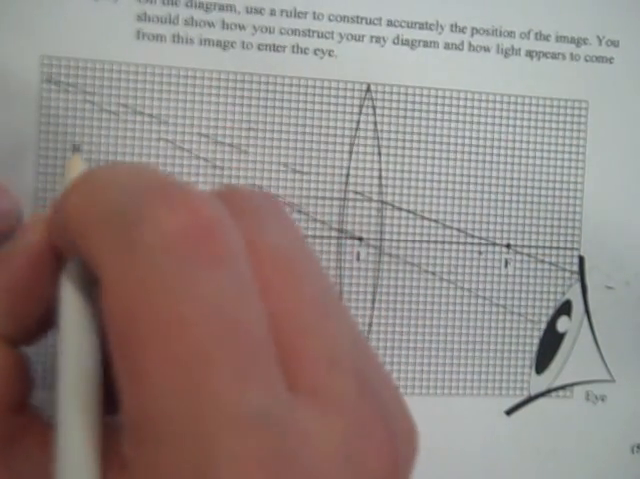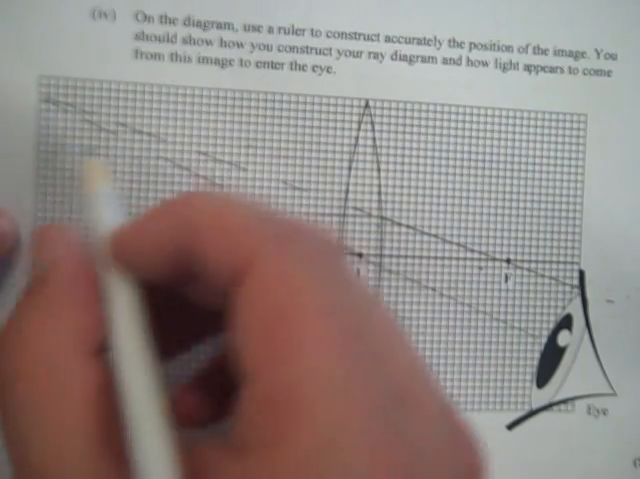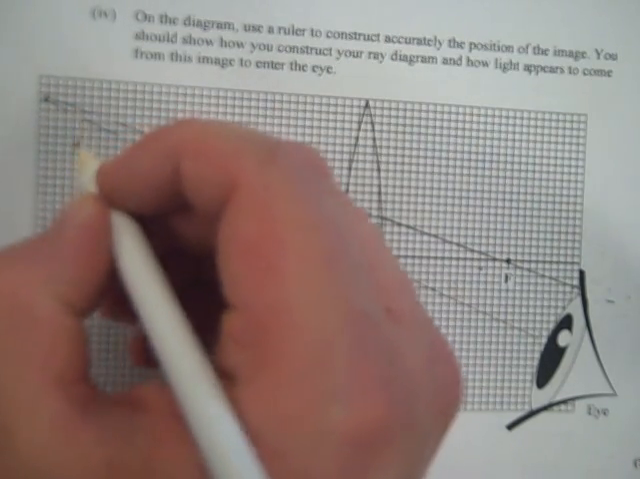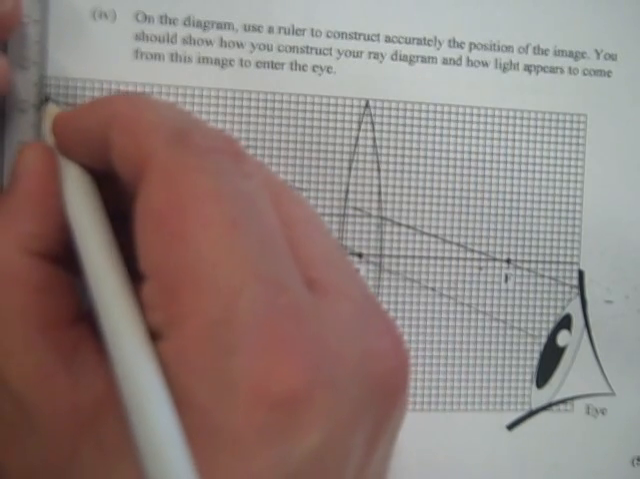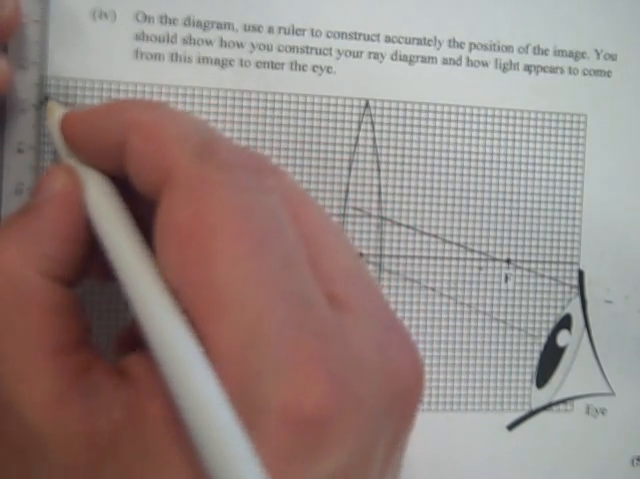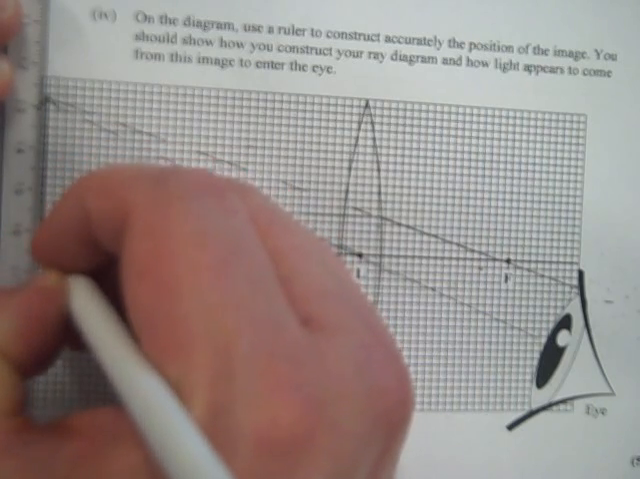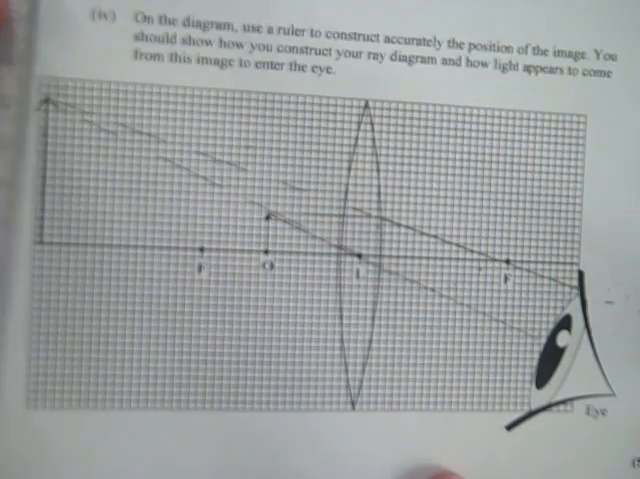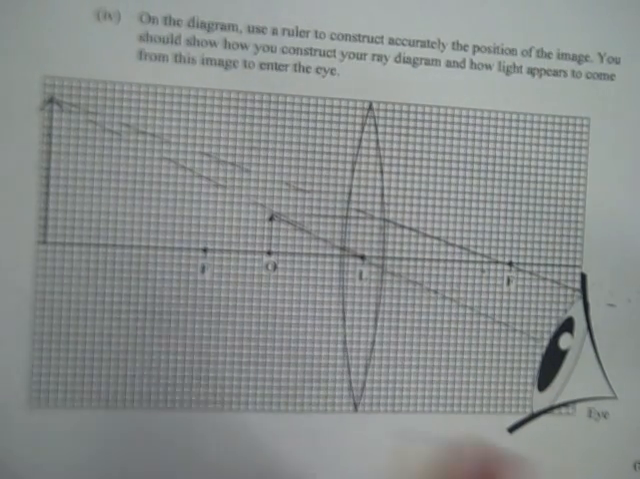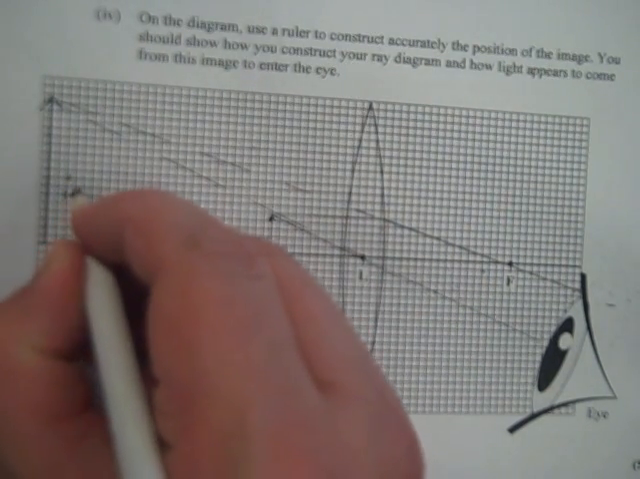So the convergence is going to be quite far off on this one. It always depends on how exactly you've drawn it, but the point at which they converge is actually up here. And as a result, the image that you will get is a virtual, magnified, and upright image. Label it image.